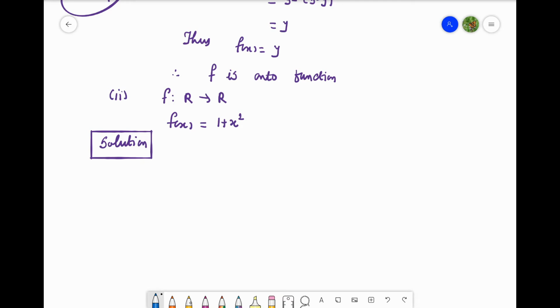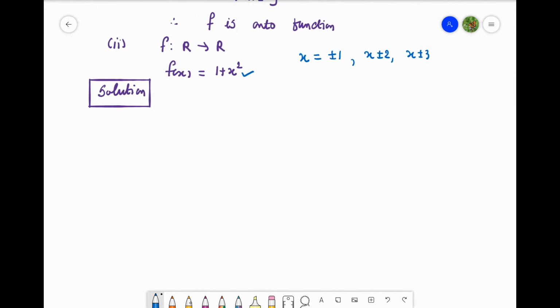So easily you can get for 1 plus x square, if you take x equal to plus minus 1, x square will be same. X square will be 1. So 1 plus x square will be same. So if you take x equal to plus minus 1, or plus minus 2, or plus minus 3, etc., by nature of this function images will be same. So as a counter example, you take 1 and minus 1, two distinct elements, but images will be same. Similarly, you can take plus minus 2, plus minus 3, etc.